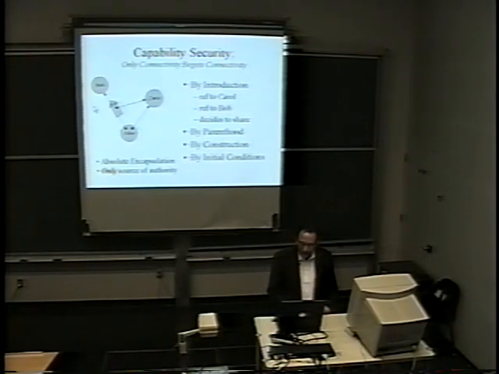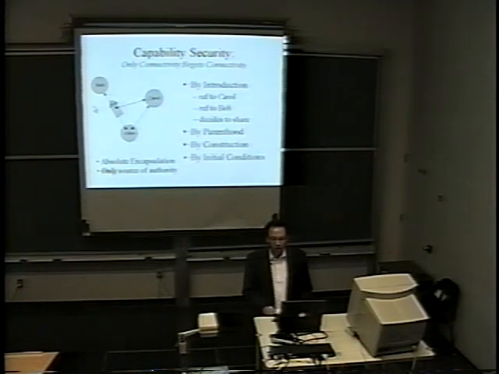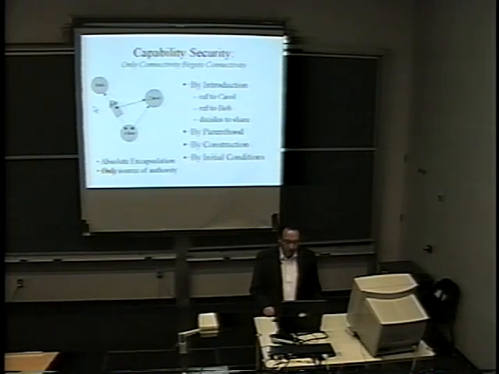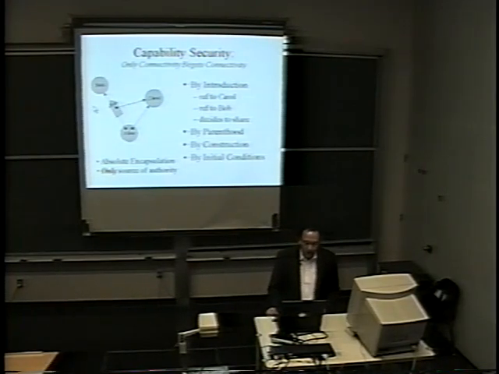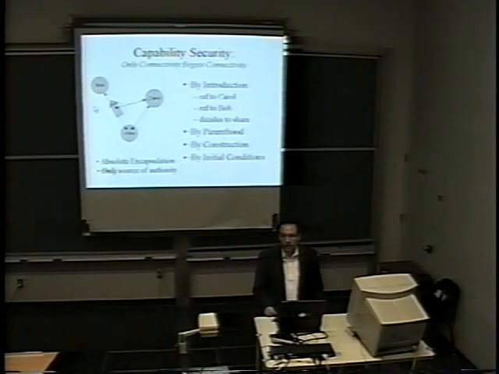Okay. Next one is by construction. If Carol already exists and Bob does not, then Alice, who already has a pointer to Carol, might construct Bob such that Bob is born holding a pointer to Carol as part of his initial endowment.